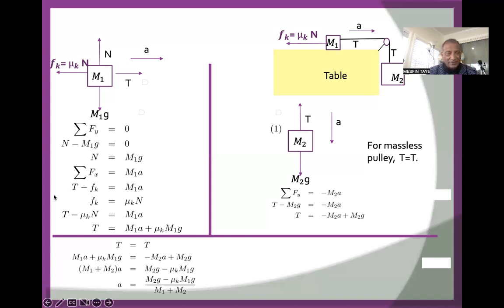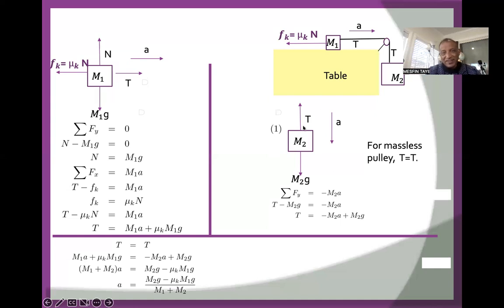It's not clear, right? So tension minus mu k times N is equal to m1a. This is from here, but normal force is m1g. I can plug it here and take it to the right, and I get that. For m2, I have m2g. It's the same as before.